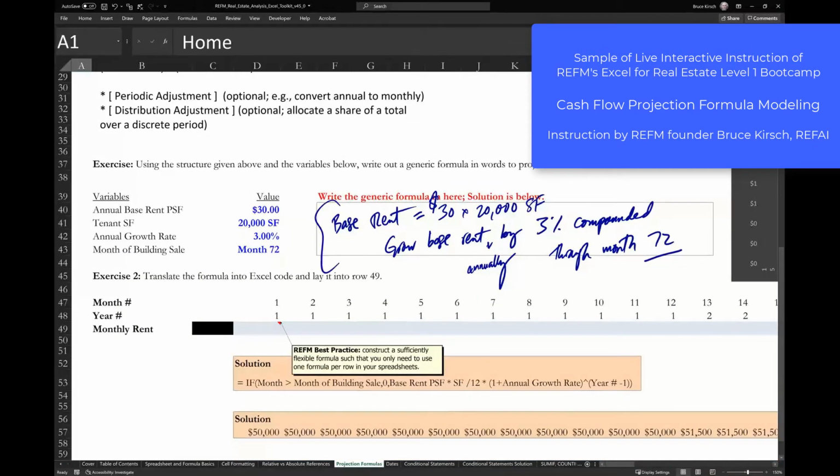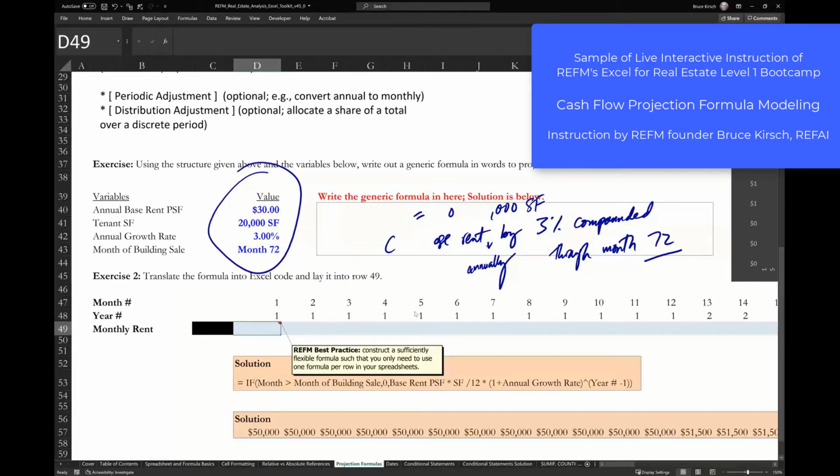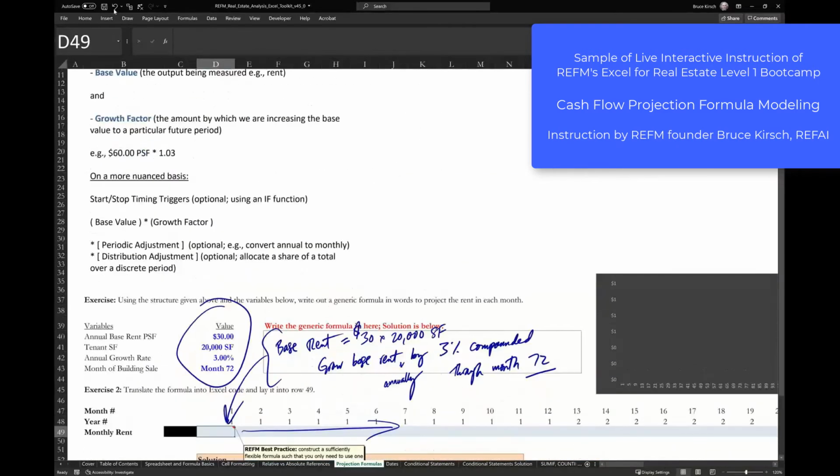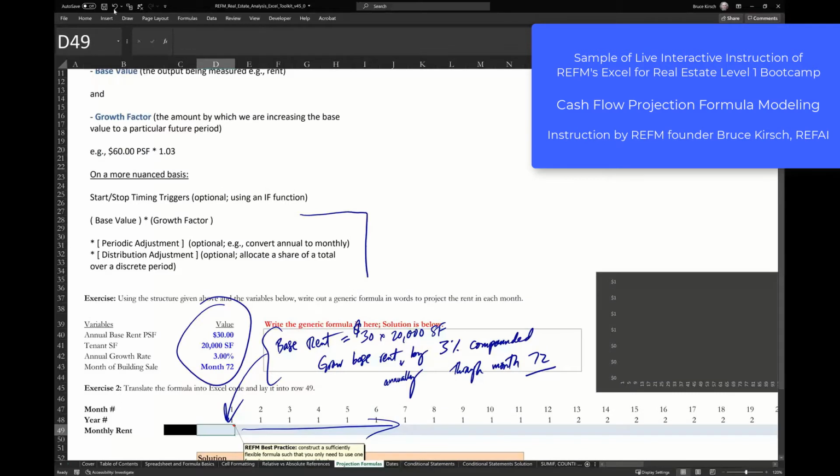And once I know what I want, then I say, all right, now let's translate that into an Excel formula using mathematical operators and using functions. And so what I'd like you to do is let's take a couple minutes and see if in cell D49 here, you can write a formula taking this raw data and get it to populate in that first cell, and then copy and paste that formula out and see what you get. And so again, you can use as your guide this basic syntax here. Base value, growth factor. You may need a periodic adjustment. You do not need a distribution adjustment, so I'll give you that hint.